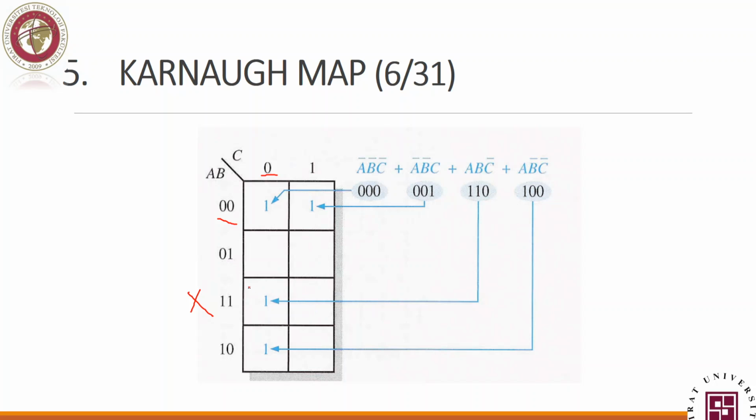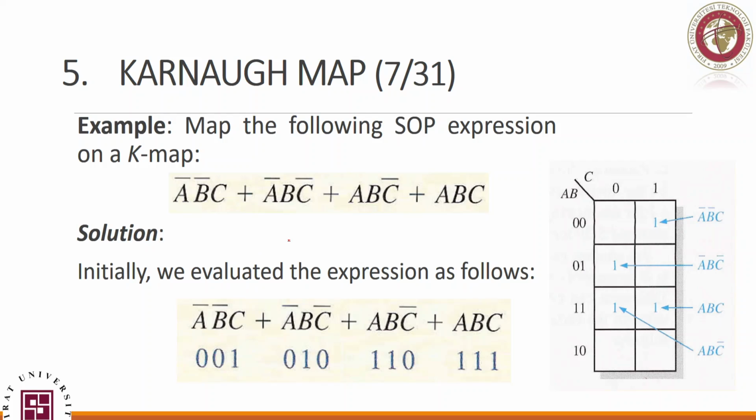What should we do next? I'll explain it in a while. Let's just understand mapping first. Let's take another example. Again, three variables. A bar, B bar, C. A bar, B, C bar. A, B, C bar. A, B, C. In order for us to place them, we need to map.